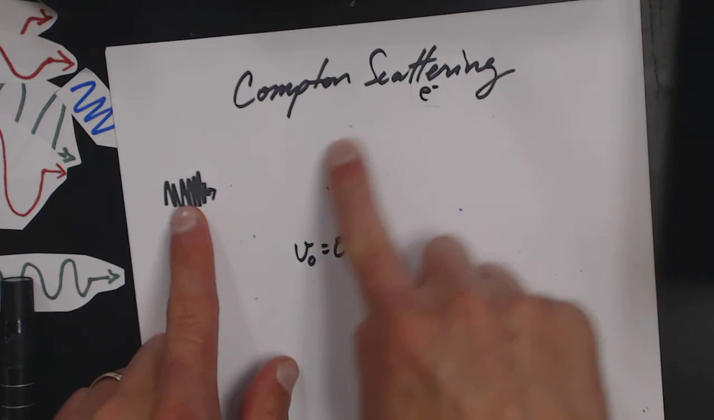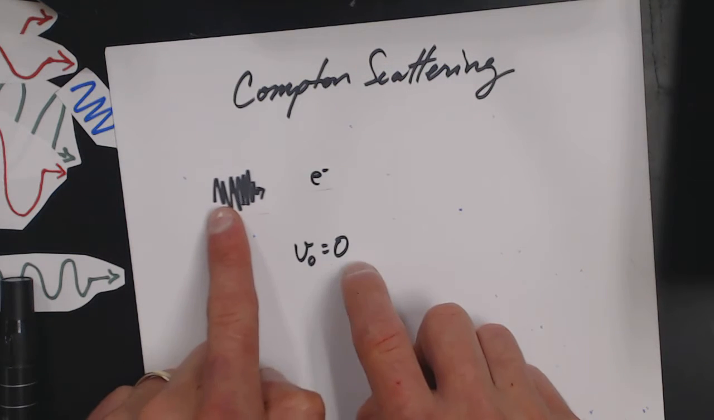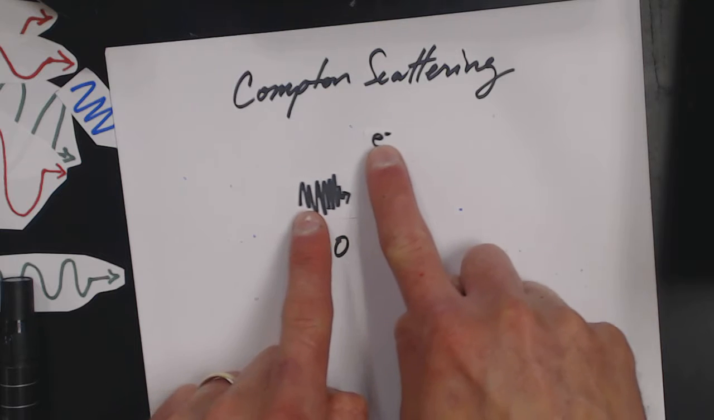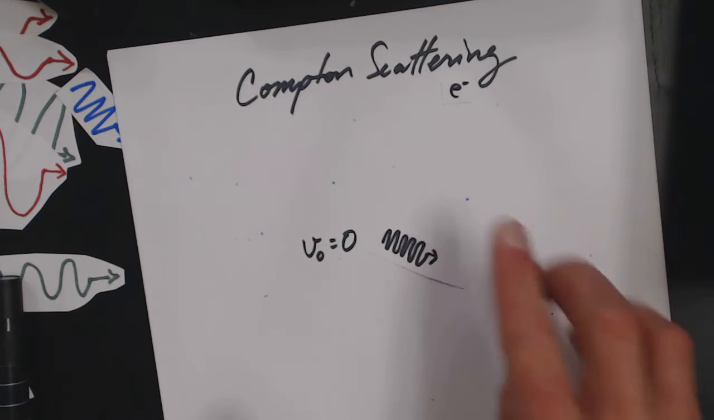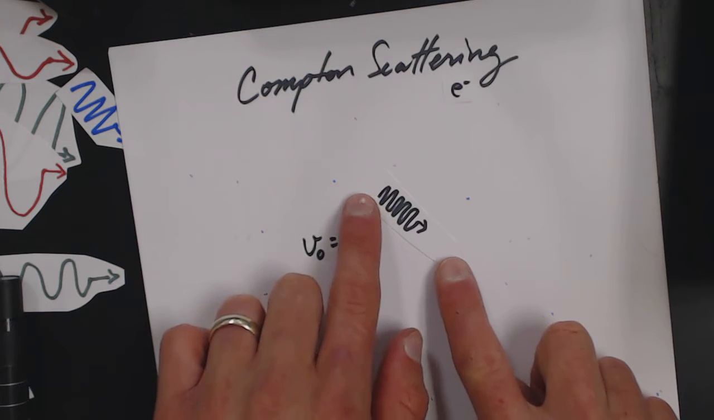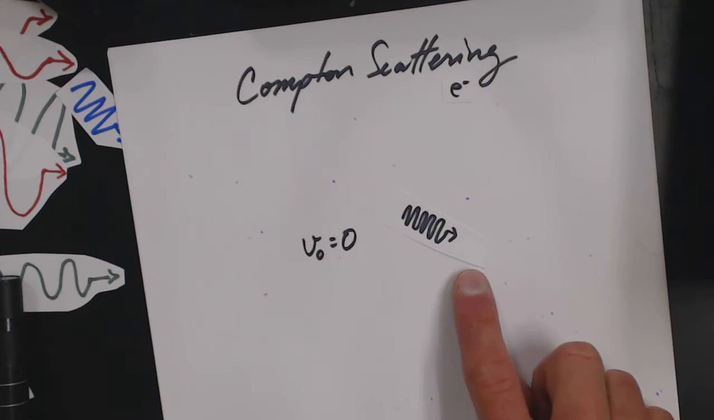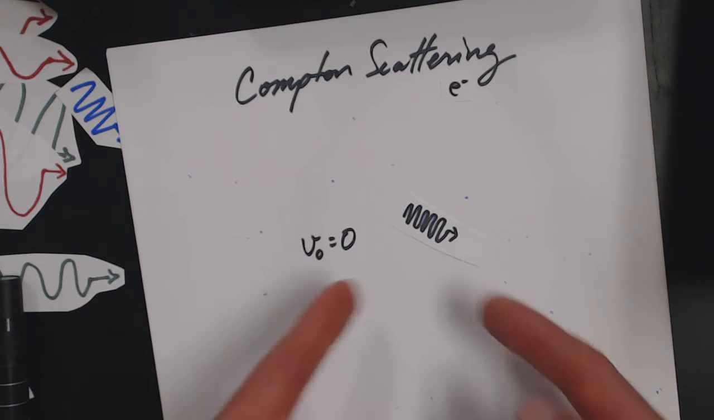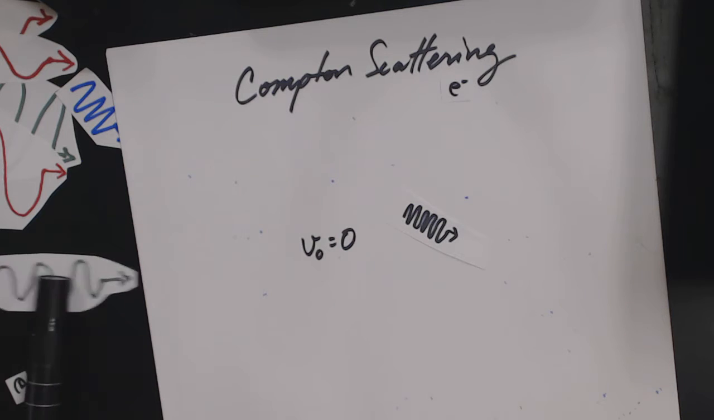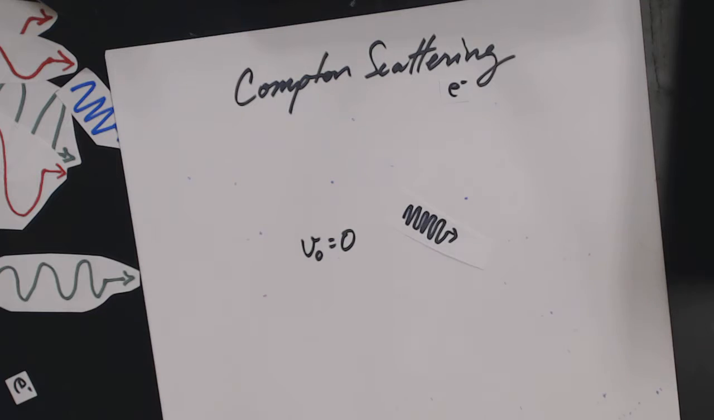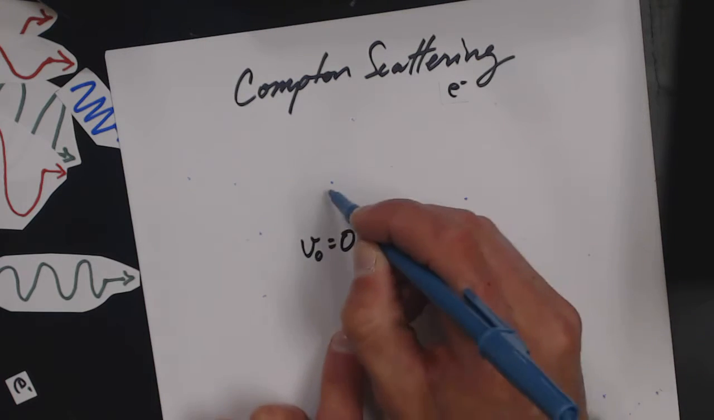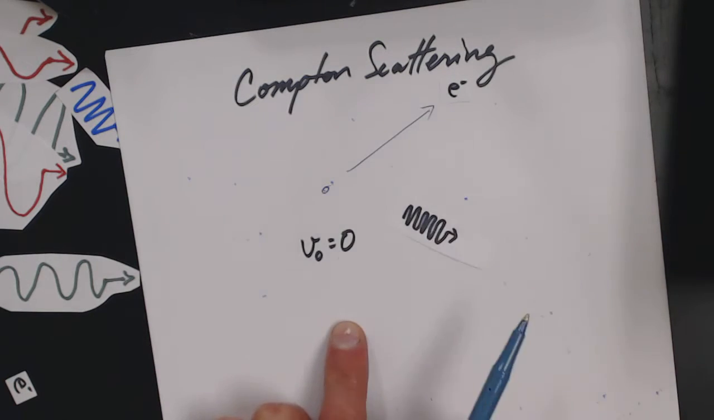So let's watch that again. The X-ray comes in, something happens here, and you get this happening. This actually would change into a slightly longer wavelength X-ray. So this X-ray now has less energy than the other one, but this electron, which was sitting here, would go zinging off in this direction.